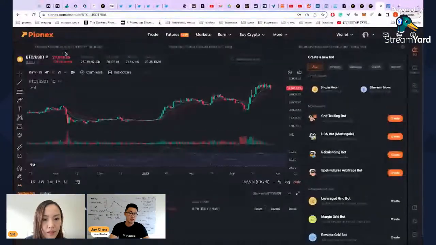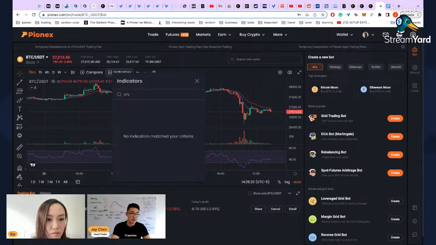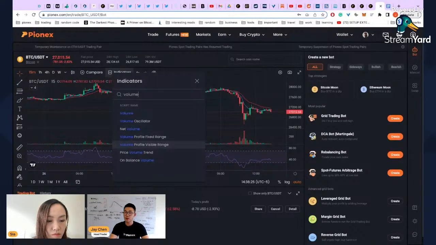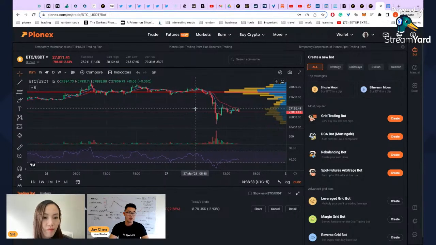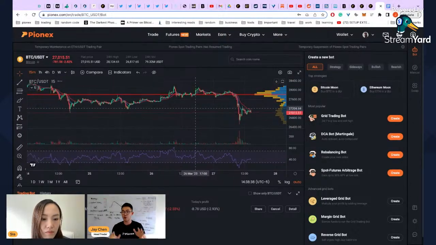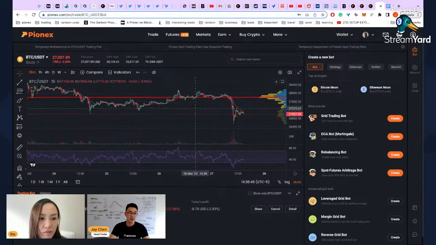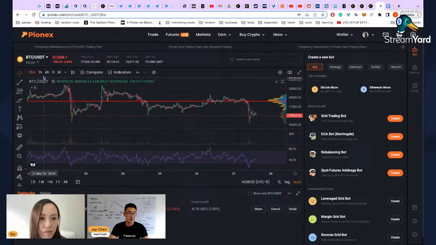All right, so let's go find a trade right now. And I'm pretty sure you can put this one on here. Volume. So right here, you guys see this? You can put this indicator on the Pionex charts as well. So volume profile, visible range. This is the one. So I'm on the 15-minute chart, right? And the visible range just means whatever is on your chart, it will get the volume for that time frame.